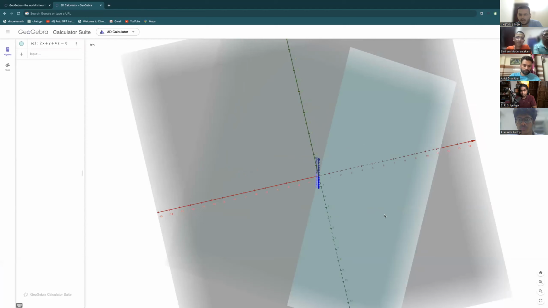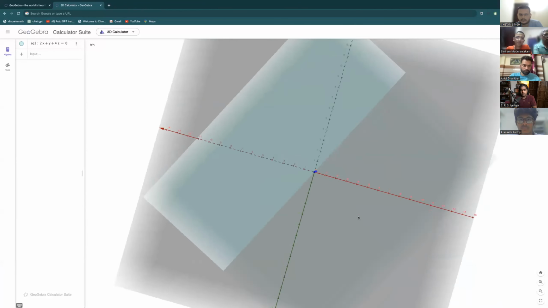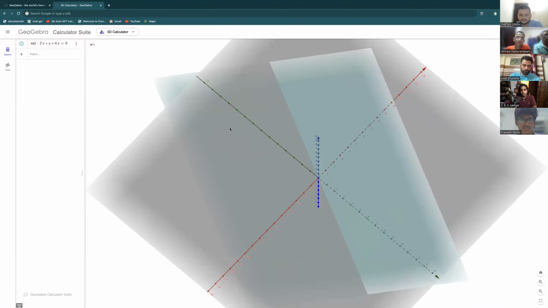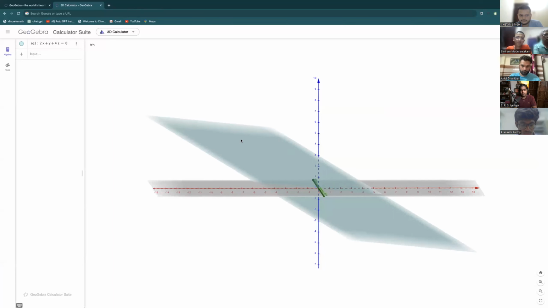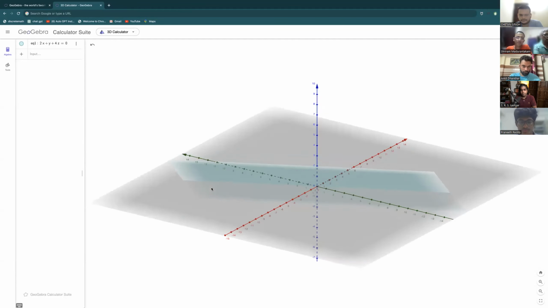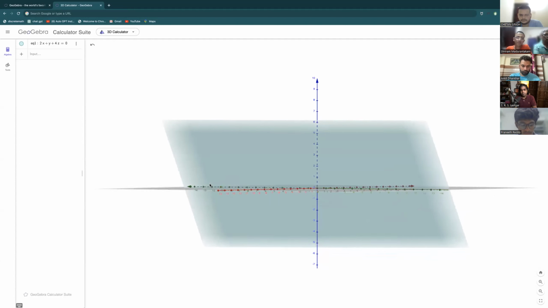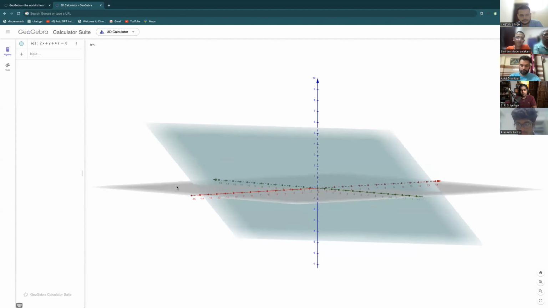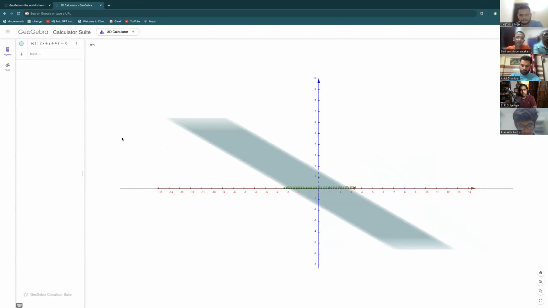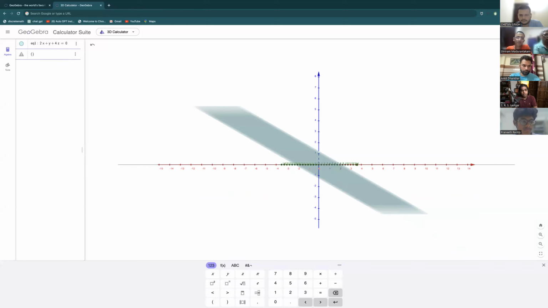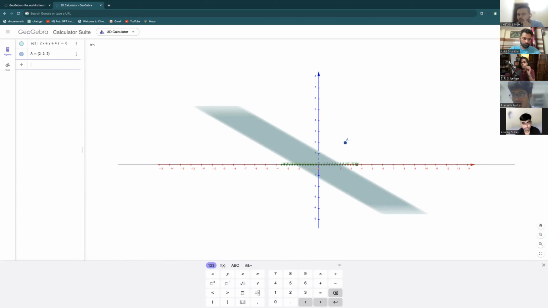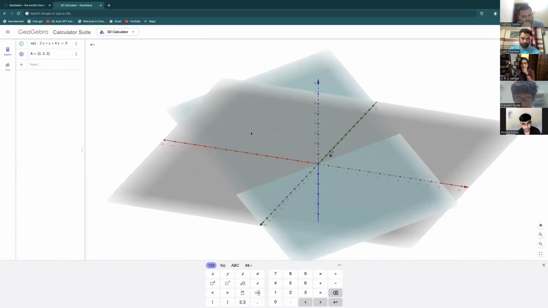Let me maximize this so that it's nicely visible. Okay, now you all are able to see the plane, right? Okay. And let me take a point 2, 2, 2. I got the point. That's the point A, right? Okay. You all might know this.